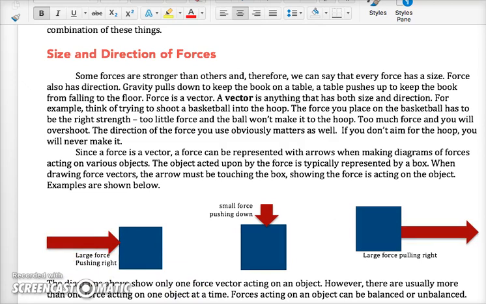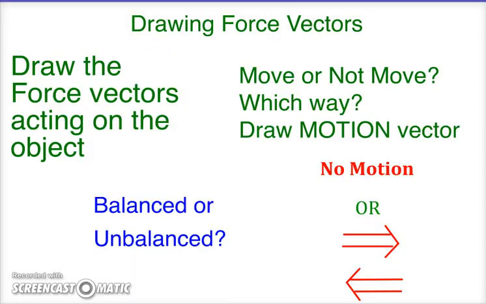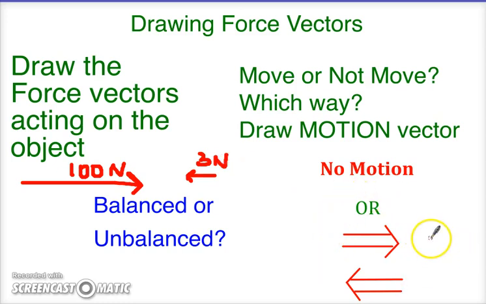So if we go to the activity that you guys did yesterday, we're going to be drawing some of these force vectors. Not only are we going to draw the force vectors that would be represented either by a large arrow or a small arrow, and then also adding a unit to it, like 100 newtons, remembering that the unit for force is newtons, or a smaller force, maybe it's 3 newtons or something like that. But we're also going to learn to draw motion vectors.